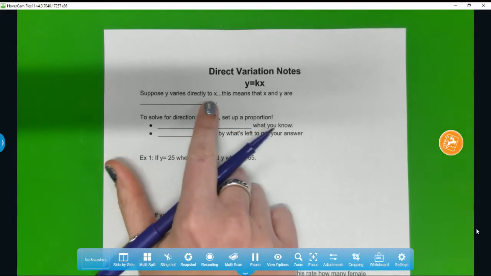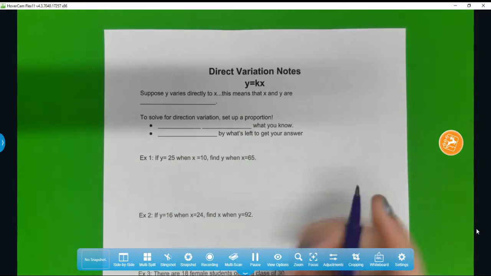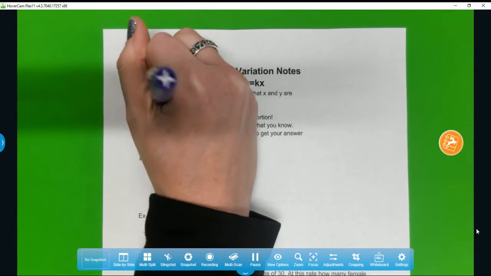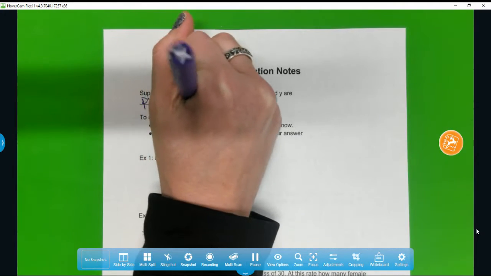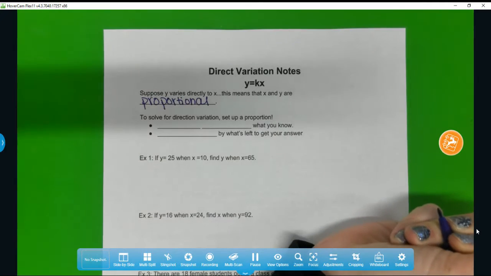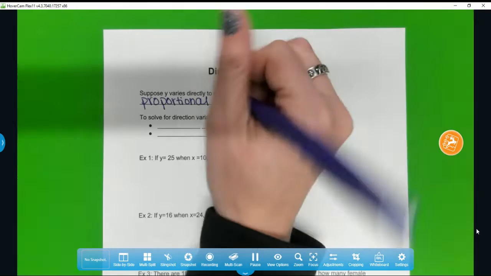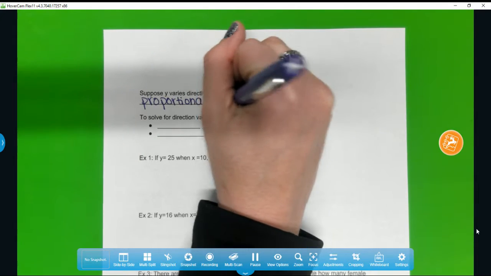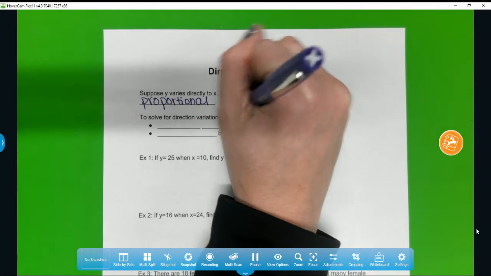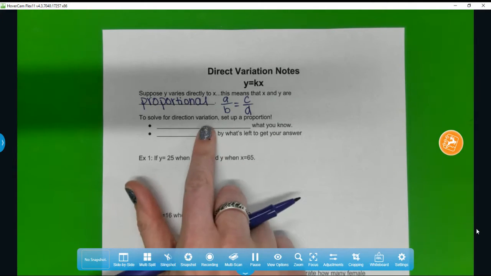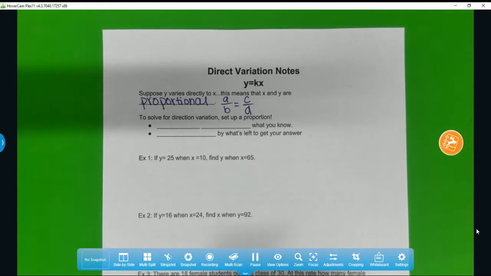Suppose y varies directly to x. This means that x and y are proportional. Okay, so proportional means we're going to have to set up proportions. So remember, proportions are just two fractions that are equal to each other, two ratios that are equal. So to solve for direct variation, we're going to set up a proportion.